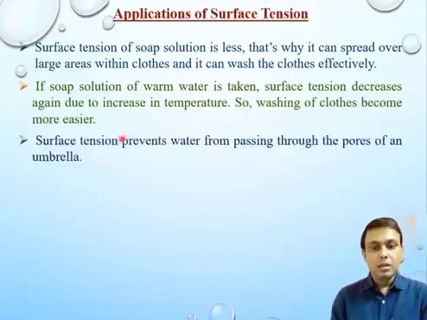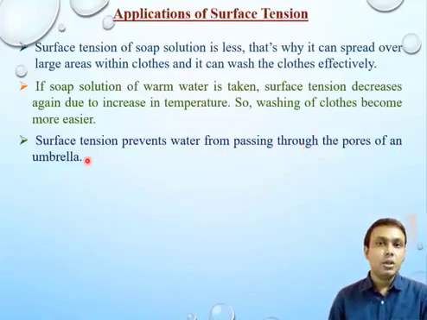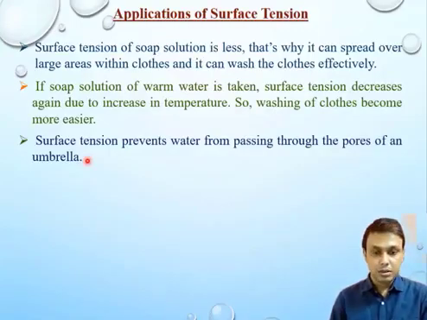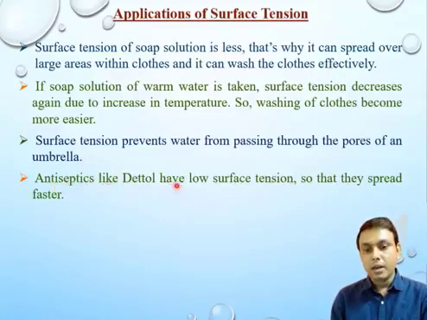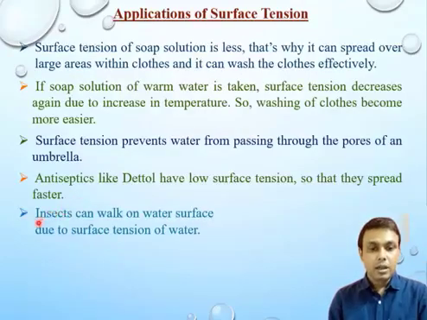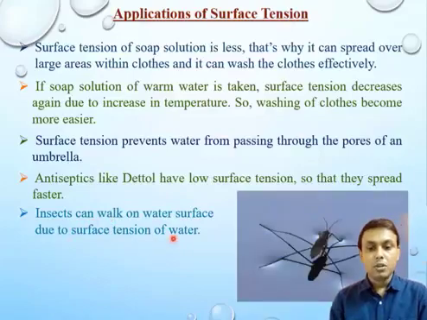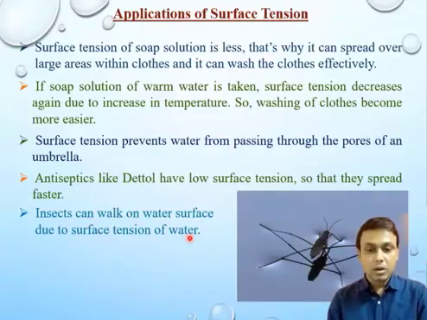Next, surface tension prevents water from passing through the pores of an umbrella. অর্থাৎ ছাতার কাপড়ের ছিদ্র দিয়ে জল কিন্তু কখনো ভেতরে ঢুকে যায় না, তার কারণ হলো সারফেস টেনশন। Antiseptics like Dettol have low surface tension so that they spread faster. Next, insects can walk on the water surface due to the surface tension of water. So all of these are a few examples of surface tension.